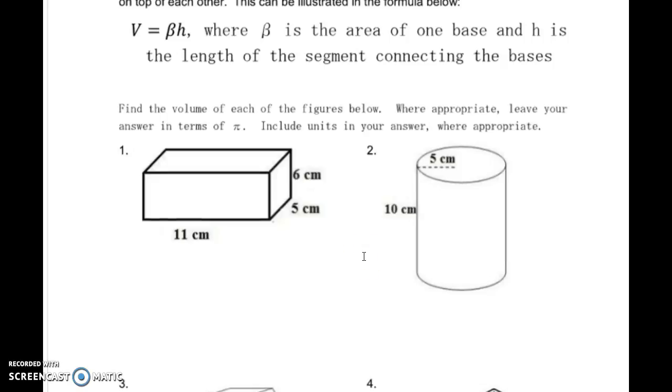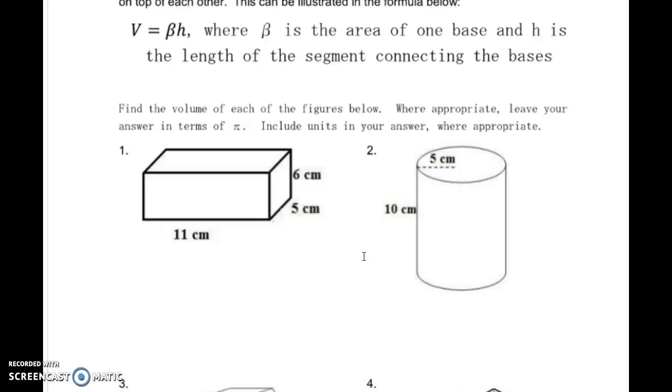Where appropriate, we're going to include units in our answer as well. And we're trying to find the volume, not the surface area, but the volume of these figures. So the first one I see here is a rectangular prism. And we can think back to that diagram that we had where we had the rectangles and then we just stacking them on top of each other.